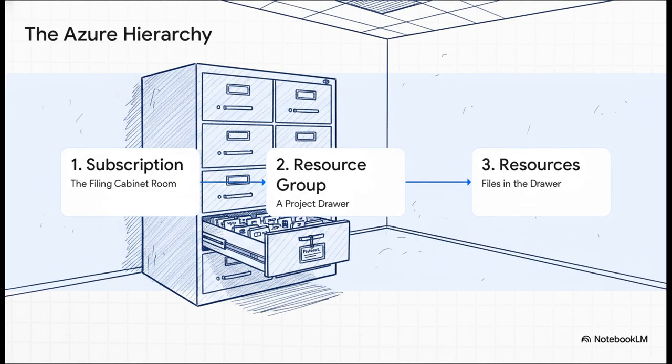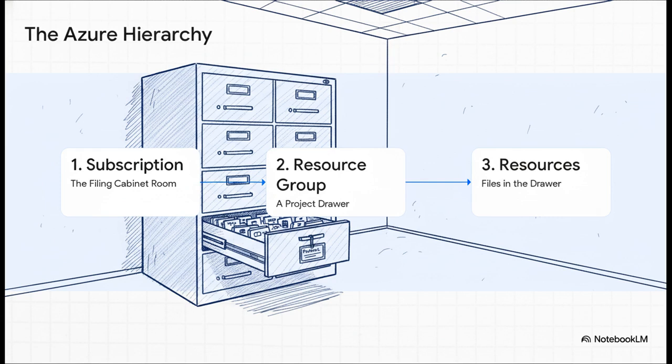And boom, this slide really brings that whole hierarchy together. So the subscription, that's the room itself. The resource group, that's a specific labeled drawer in one of the cabinets. Say, this one is for Project Phoenix. And then the resources, well, those are the individual files and folders, the actual VMs, databases, and networks that you place neatly inside that drawer.